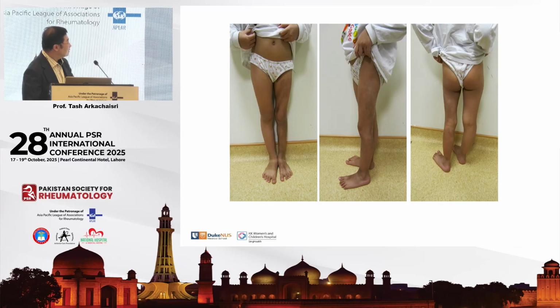Okay, and this is a typical one that they come to see you. Linear scleroderma, as I said, goes all the way to the bone. And this one obviously has leg length discrepancy already. Okay, this one many years already. Once it contracts like this, it's hard to recover.